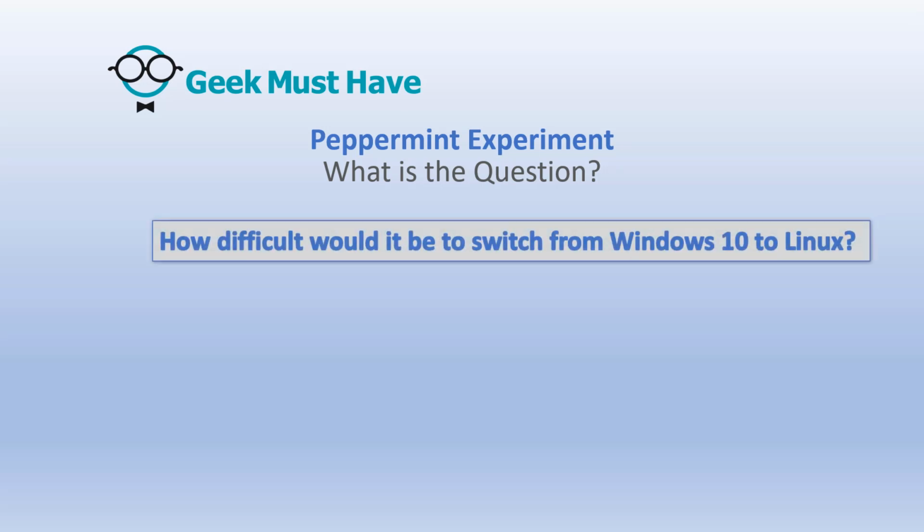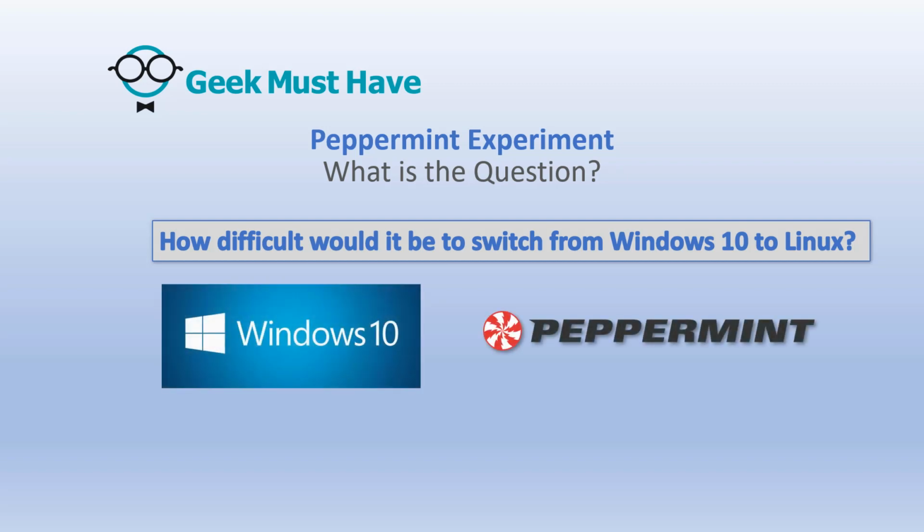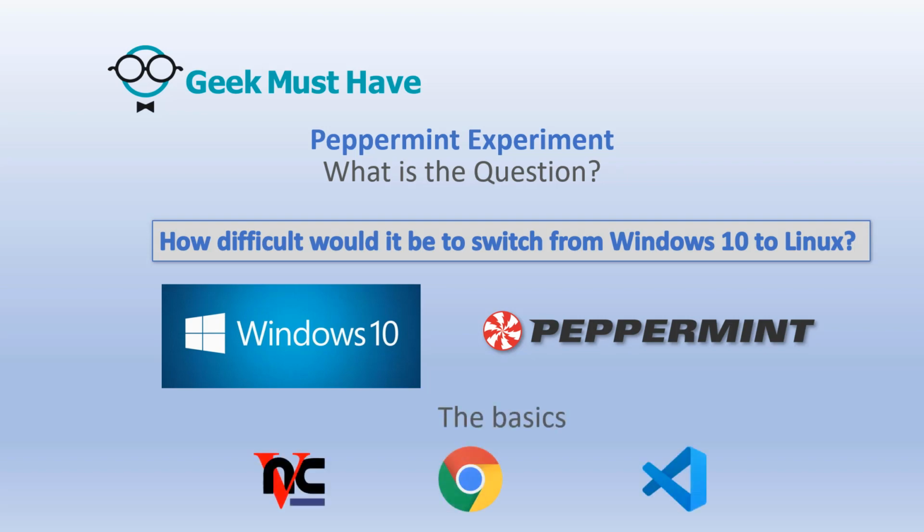The question for Windows users: have you ever wondered how difficult it might be to move over to a Linux desktop? This is the first in a series of videos called the Peppermint Experiment, where, as I'm a developer, I'll show you how my Linux migration experiment worked. If you are interested in how to install Peppermint 10 and setting up a few basics like Remote Desktop, Chrome browser, and Microsoft Visual Studio, then watch this video.